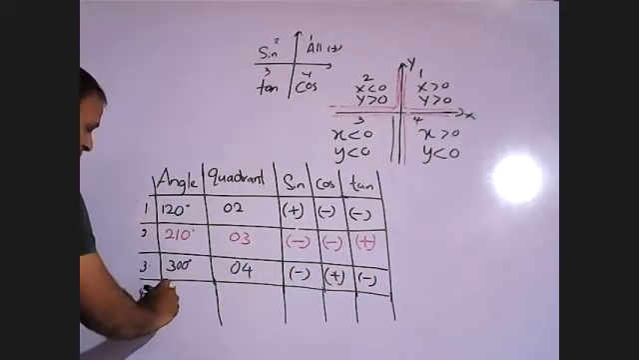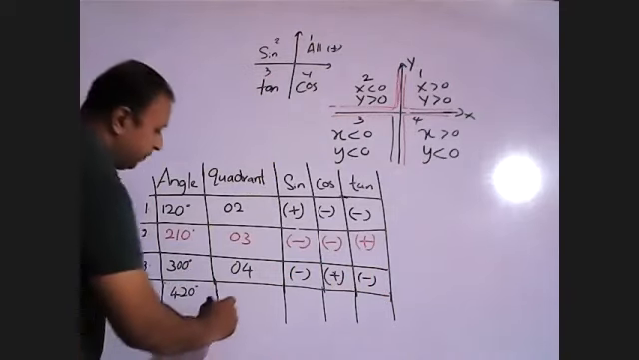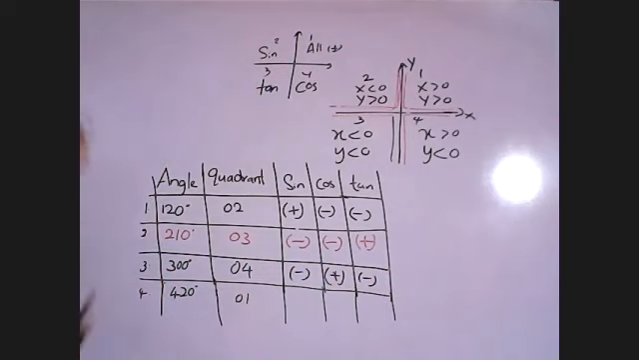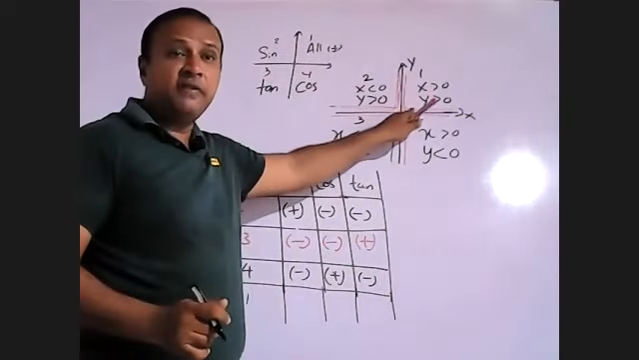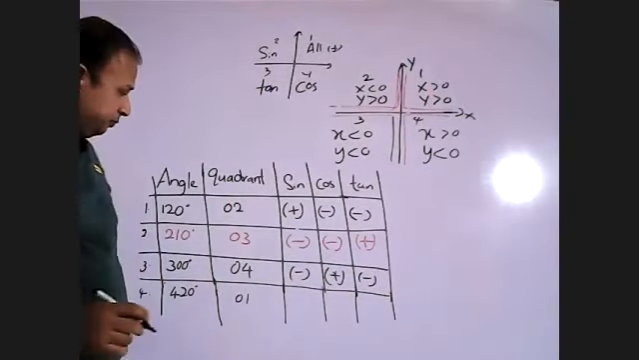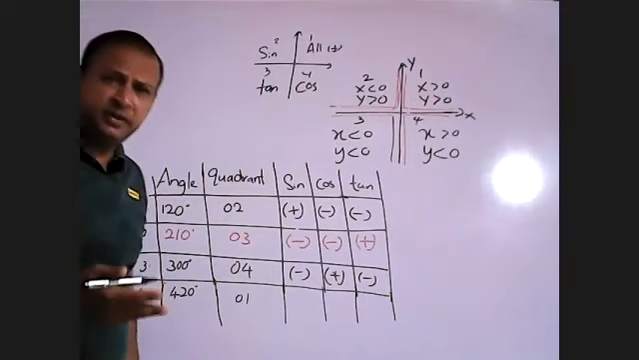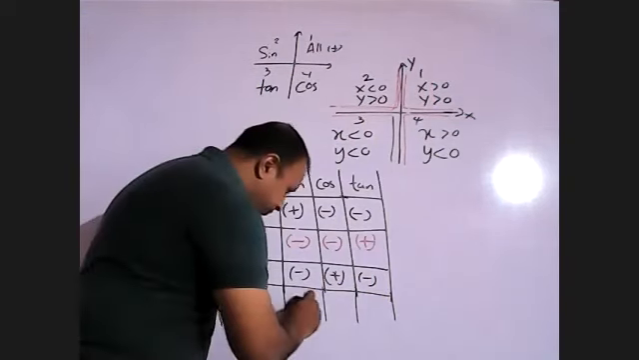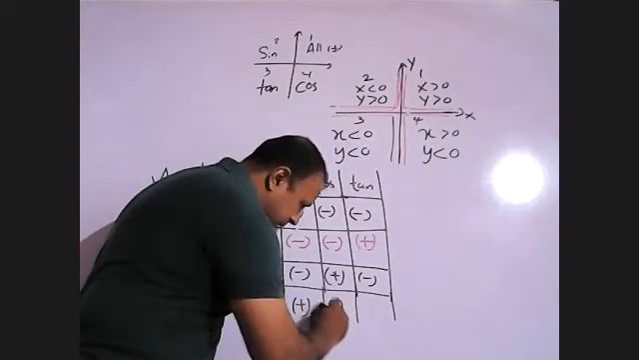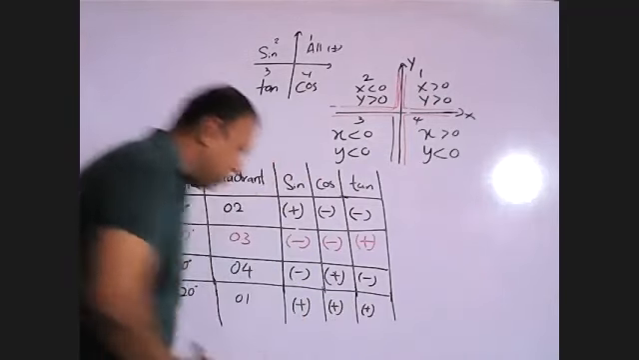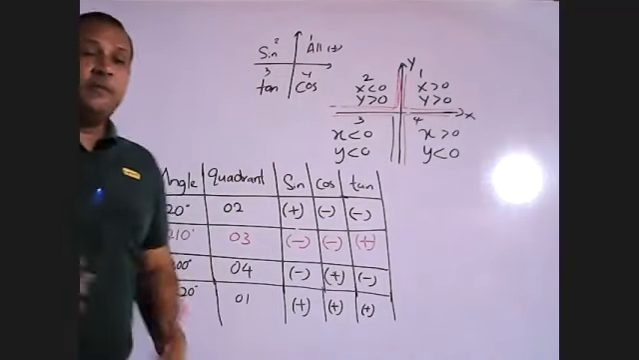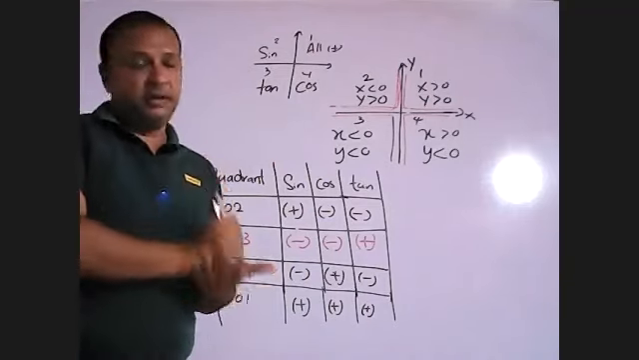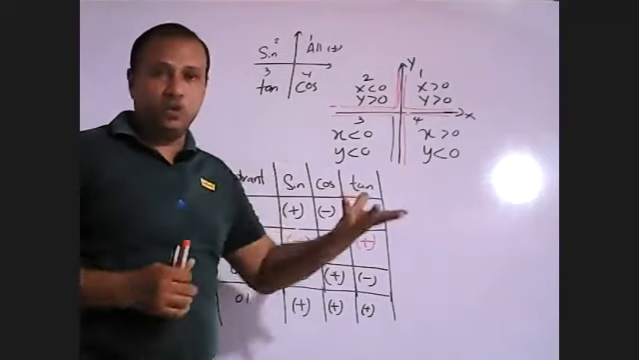The fourth example, 420. 420 belongs to the first quadrant. In the first quadrant, I know x values and y values are positive, so all the trigonometric functions are positive. That is the way of determining the sign of a trigonometric ratio.